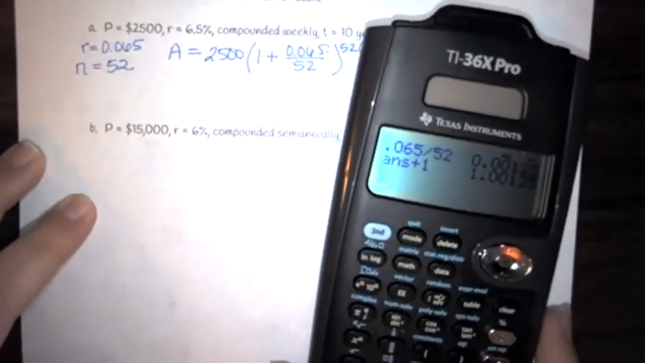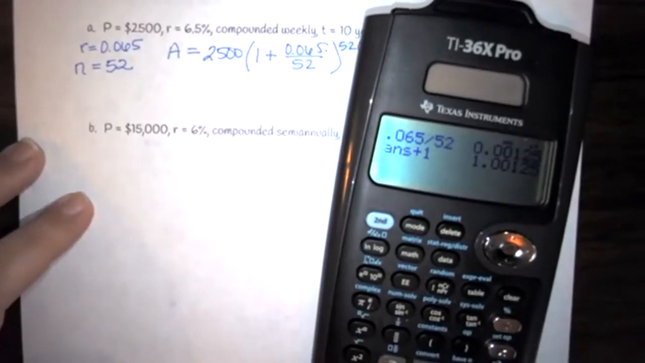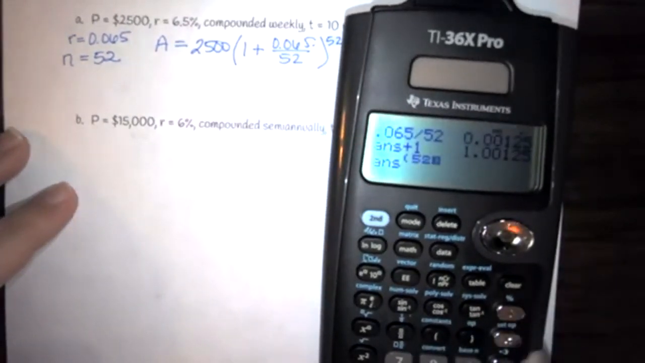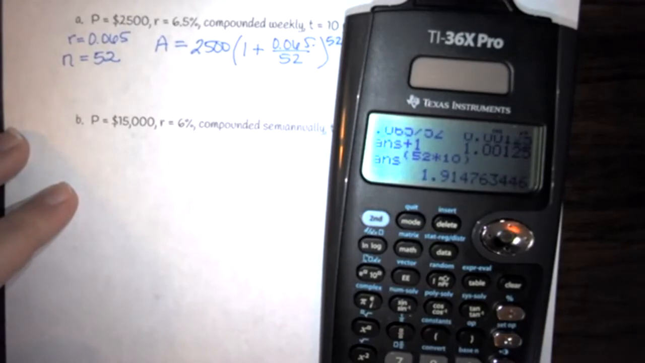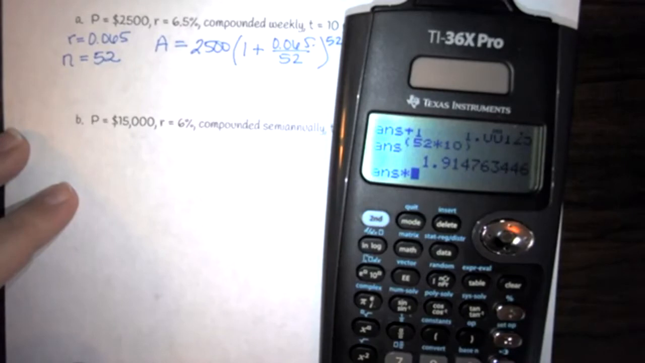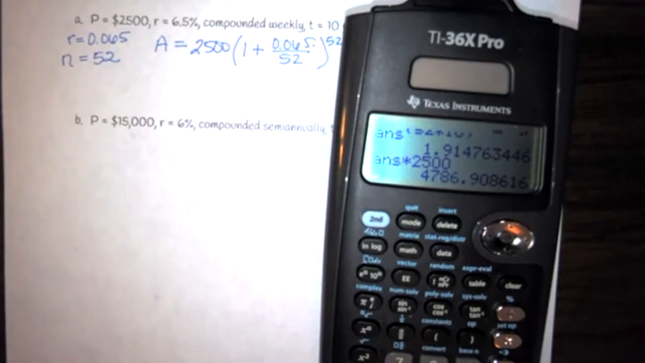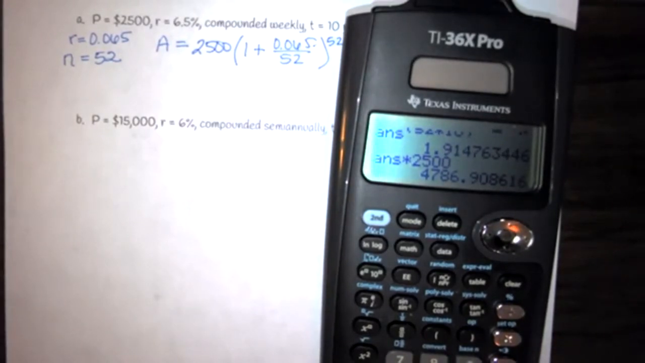Okay, and so to do that, I'm now going to hit my exponent button, so I'm taking my answer, and I want to open a parentheses, and I'm going to do 52 times 10 in my parentheses, close it, and hit enter. It gives me a new value. And then I want to multiply that by 2500. So notice at no point did I ever clear it or start typing fresh. I just kept holding what my answer was inside my calculator and kept going from there.